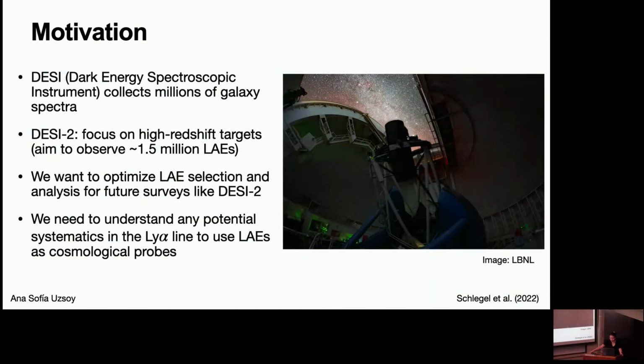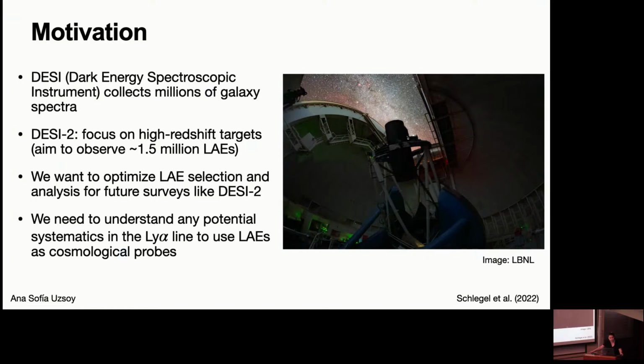Just a bit of motivation here. We're members of the DESI collaboration. DESI is the Dark Energy Spectroscopic Instrument. It is an optical fiber spectrograph located at Kitt Peak in Arizona, and it collects millions of high-quality galaxy spectra. Its focal plane allows it to measure spectra of 5,000 galaxies at once, which is pretty crazy.